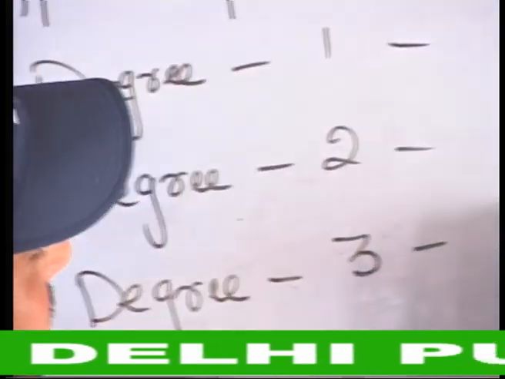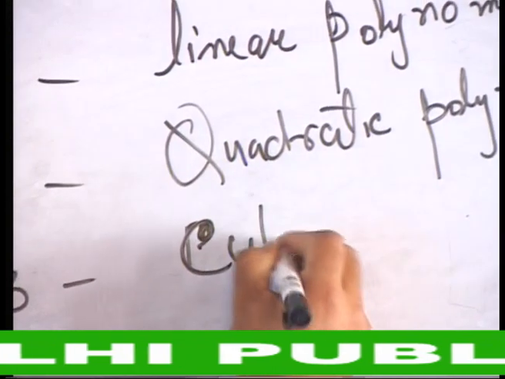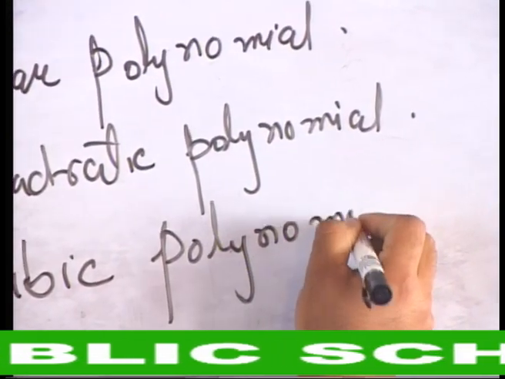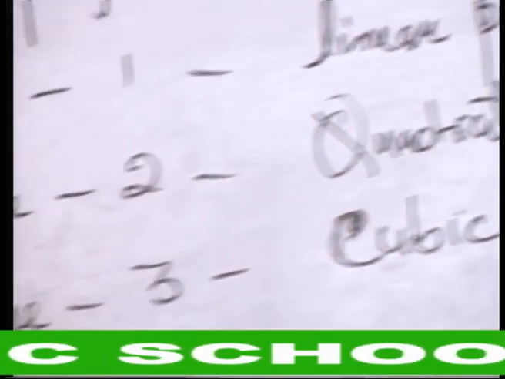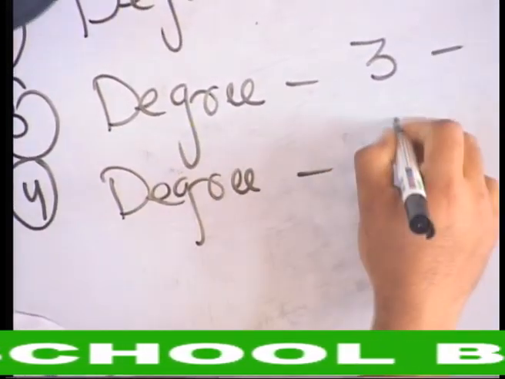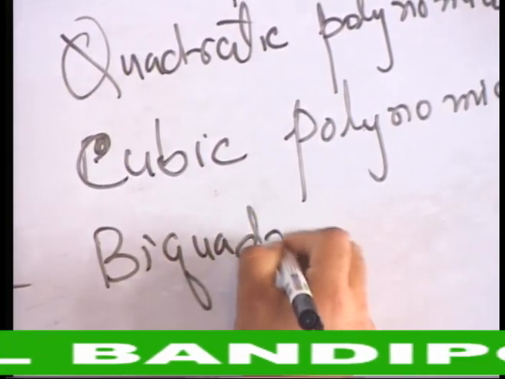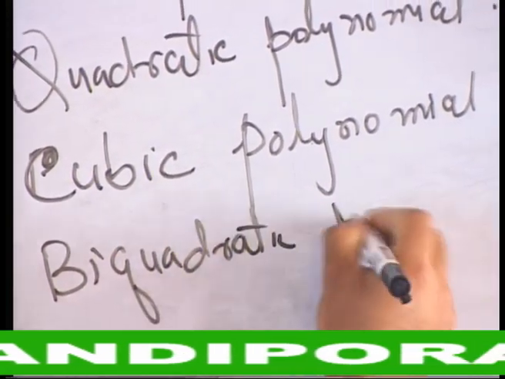If the polynomial has degree 3, that is called a cubic polynomial. And if the polynomial has degree 4, then that is called the biquadratic polynomial.